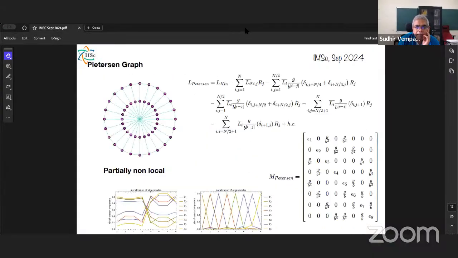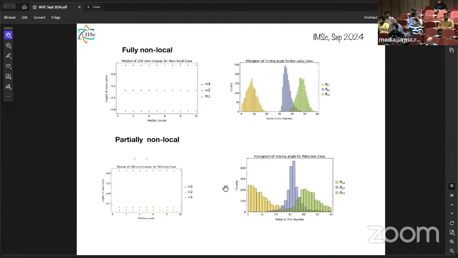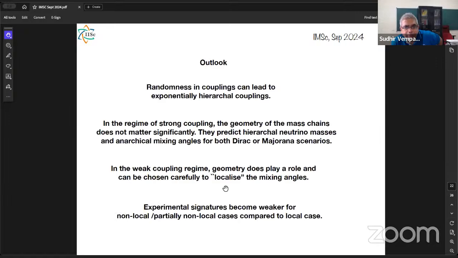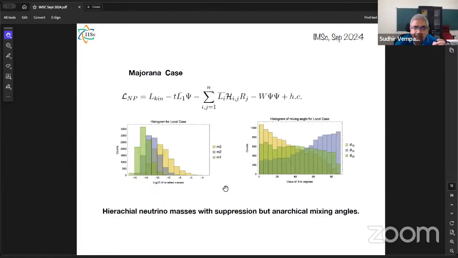What is the role of psi? No, psi I introduced only. Psi is L and R as long as we are talking about Dirac cases. For the Majorana case, I introduced a new fermion. In the Dirac case, there is no psi. In the Majorana case, there is a psi, which is a new fermion I introduced. It's just to break the lepton number.